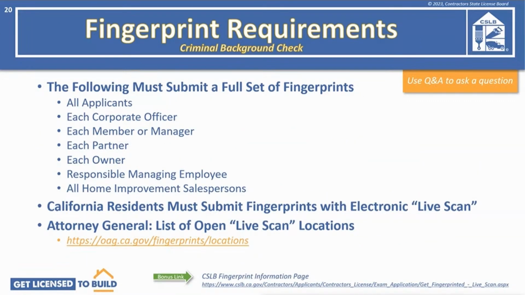Next, let's take a closer look at our fingerprint requirements, which are used for a criminal background check. This is a list of those who must submit a full set of fingerprints to CSLB depending upon the type of business entity. All applicants, each corporate officer, each member and manager, each partner, each owner, the responsible managing employee, and all home improvement salespersons.